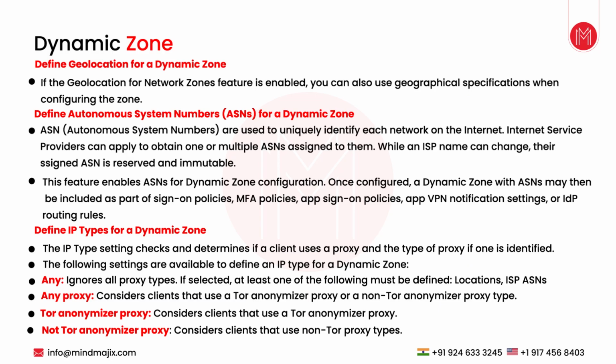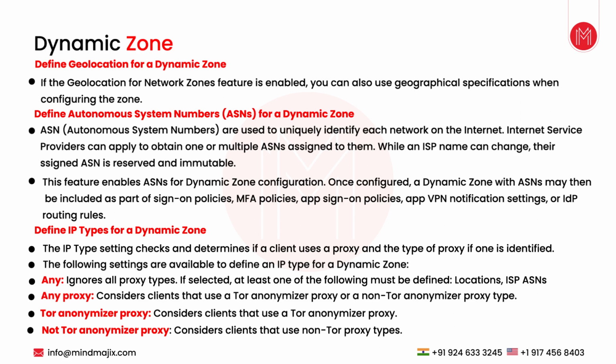Then we have autonomous system numbers for a dynamic zone. They are used to uniquely identify each network on the internet. ISPs, which are internet service providers, can apply to obtain one or more ASNs assigned to them.